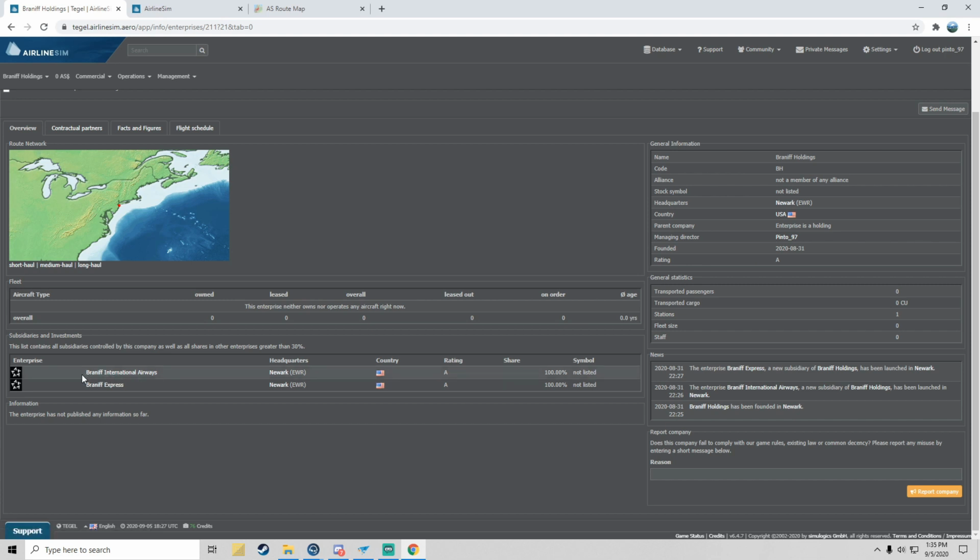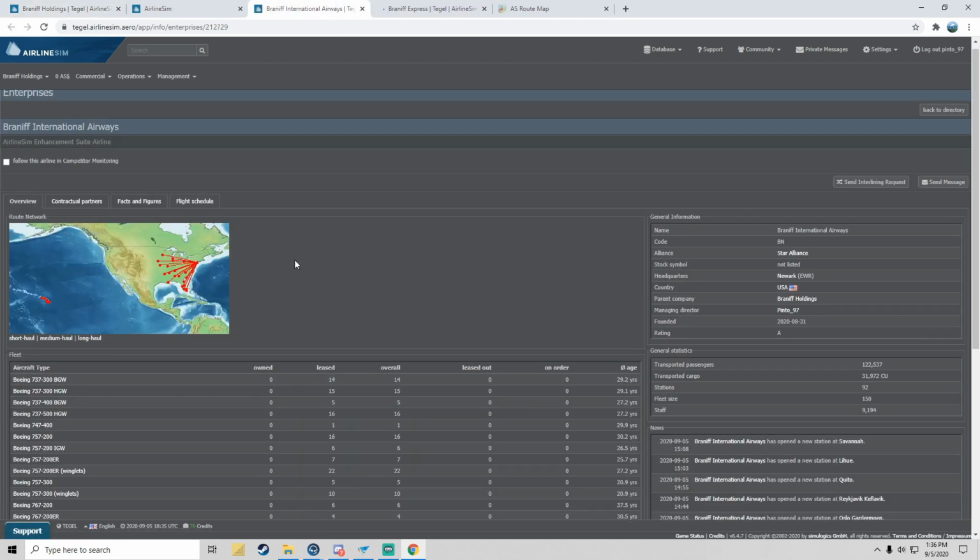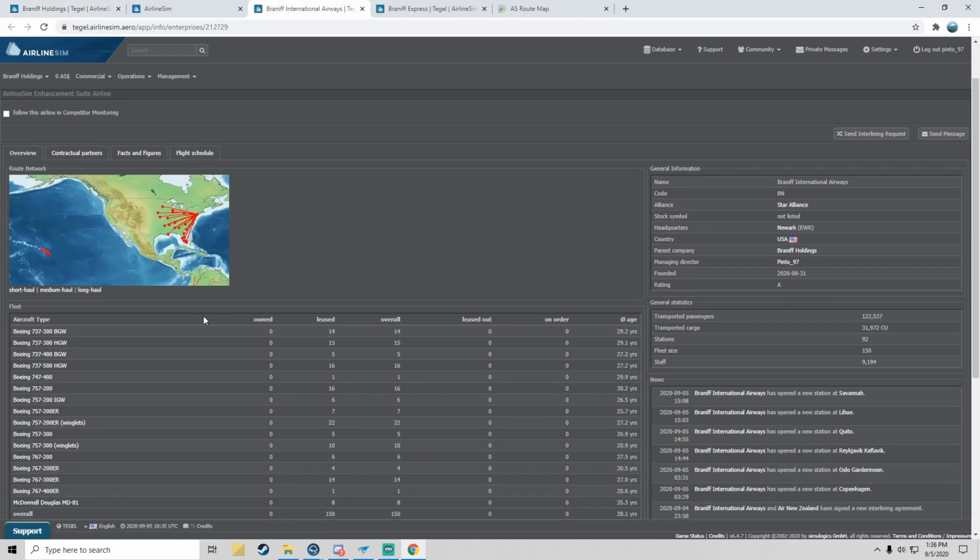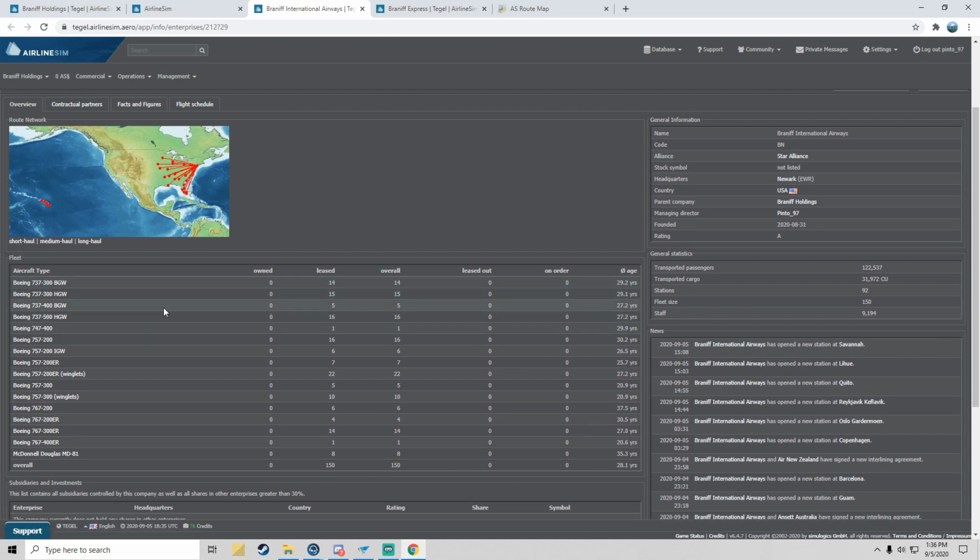So let's look at my airlines. Why do you have two airlines? You have Express and International. Well, I'll tell you. Let's take a look at each of these. So we have British International, and oh wow, that's a lot of different aircraft types. Yes and no. We're going to ignore the McDonnell Douglas MD-81s down here because I actually canceled the leases on all of those. So in the next 2 days, they're all going to get returned.